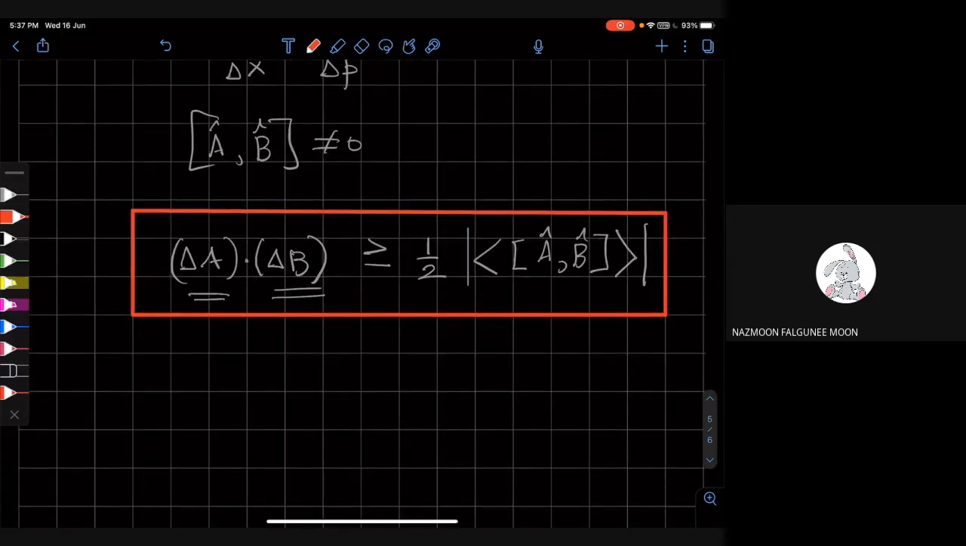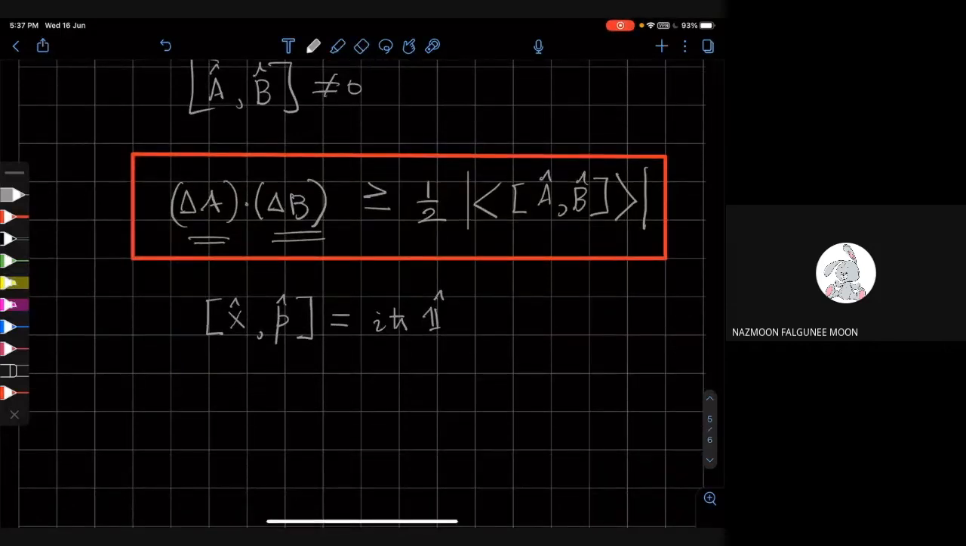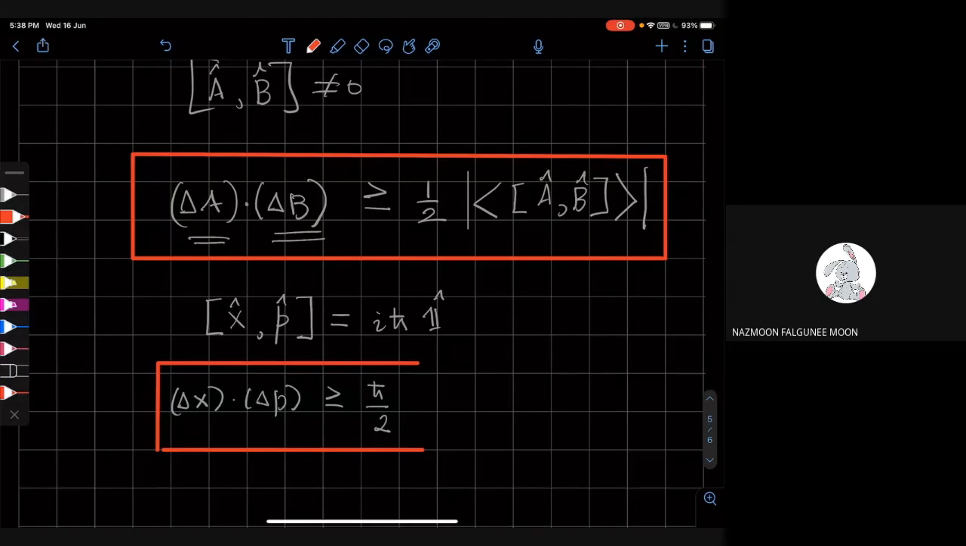So now it turns out that for quantum mechanics, the fundamental variables are usually the position and the momentum, and they don't commute. Their commutator is i times h bar times the identity operator. So if you use this formula, then you get delta x times delta p is greater than or equal to h bar divided by 2. Okay, so this is a very famous formula. This is known as the Heisenberg uncertainty formula or uncertainty principle.